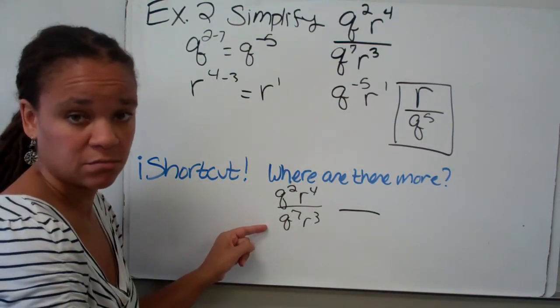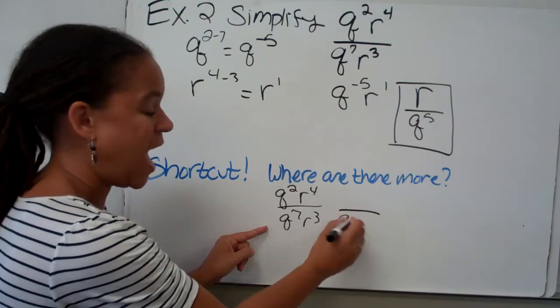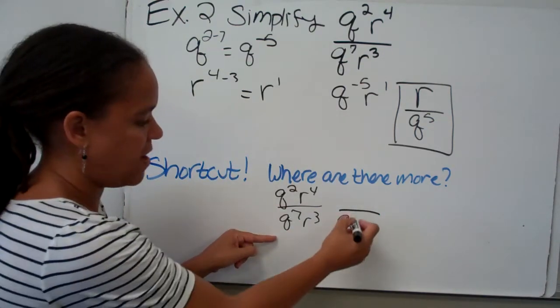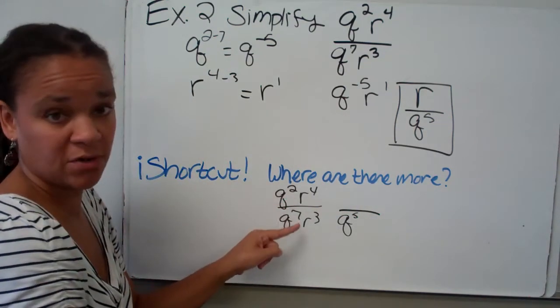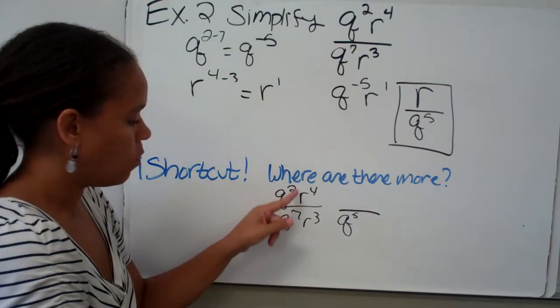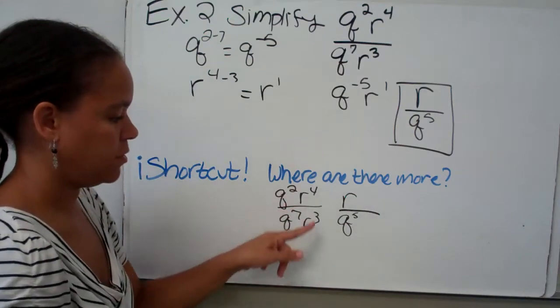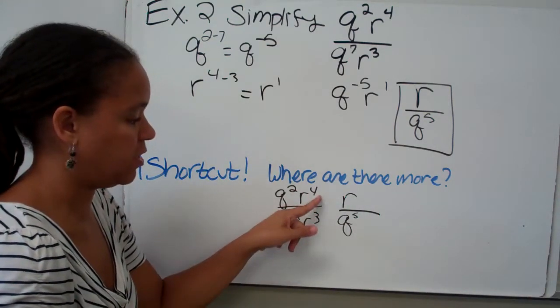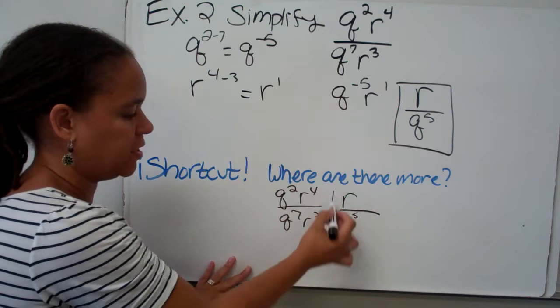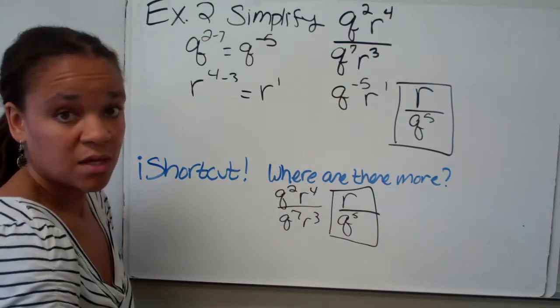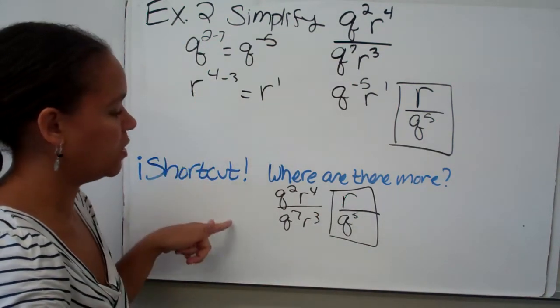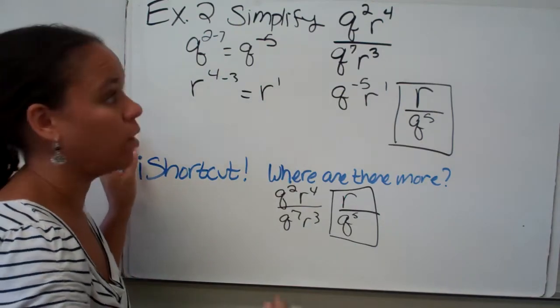Up top or down low? Down low. Okay? How many more? Well, there are 5 more down low. Because there were 2 up here, there's 7 down here, there's 5 more. Where are there more r's? Up top. How many more? There's only 1 more, because there's 3 down here, 1 up top. And if you notice, we get the same thing. So, you can subtract the exponents, or you can take the shortcut and play where are there more.